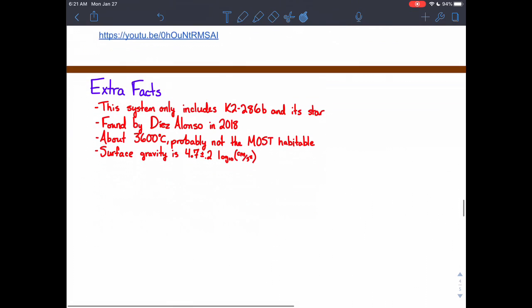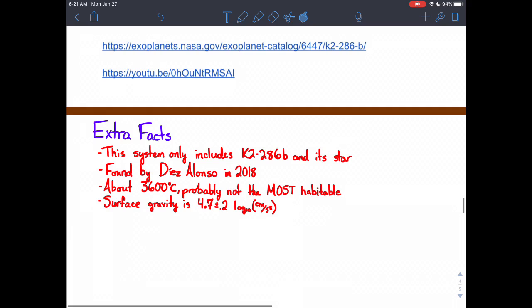Now, here are some extra facts down here. This system only includes K2 286b and its star. That's why I only included them in the equation and not more than one planet or more than one moon, because there's no moon on this planet. This was found by Diaz Alonso in 2018, so it's a relatively newly discovered planet, and it's about 3,600 degrees Celsius, which is not the most habitable, but we can make it work because it has the correct resources for us. And the surface gravity is 4.7 plus or minus 0.2 log 10 centimeters per second squared.